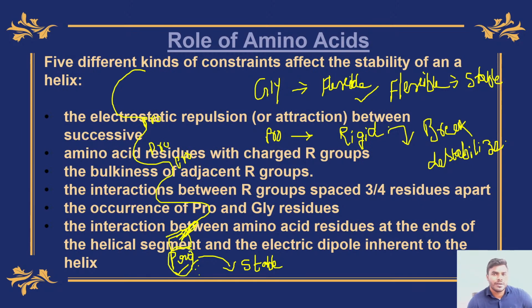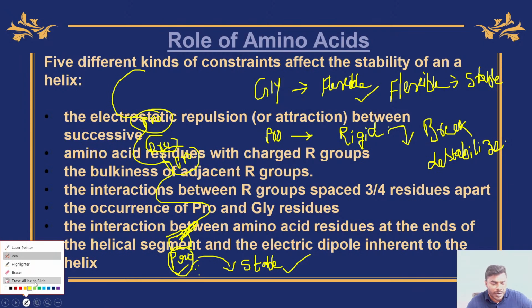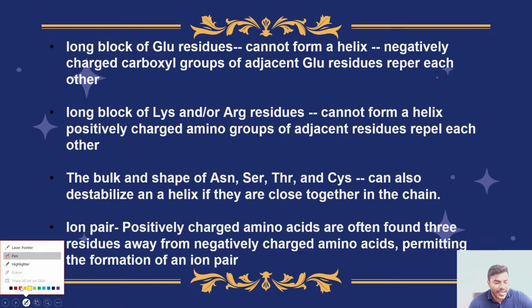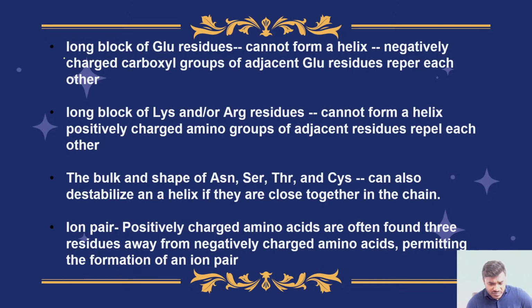Proline is suitable, friends, follow me. Proline is suitable and makes the helix stable in the starting of the helix. But if we keep the proline in the middle, obviously, my friends, it is going to break this particular helix. Don't get confused with that particular statement. Now all the students look into the diagrams, look into the points. It was written that a long block of glutamine residues cannot form an alpha helix.